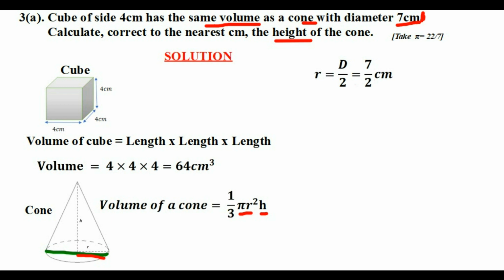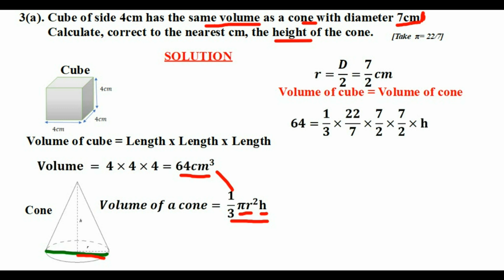All right, let's move ahead and solve this question further. Note that we were told that the volume of the cube is equal to the volume of the cone. We've already gotten the volume of the cube here as 64. And this is the volume of the cone. So we can just equate these two together. And how do we do that? Just follow me step by step as I'm going to show you how we're going to do that. And now you have it at this 64 equal to 1 over 3 multiplied by 22 over 7 multiplied by 7 over 2 multiplied by 7 over 2 multiplied by height.